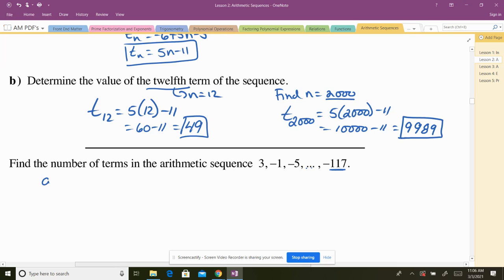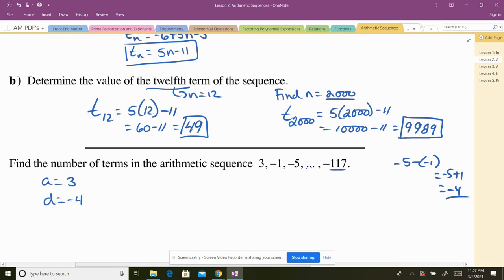First step in every question, you need to know A and D. What's A and D? A is 3, what's the difference? What am I adding to get to the next number? Negative 4. That make sense? Remember, you can always just subtract. You can go negative 5 minus negative 1, which is negative 5 plus 1, which is negative 4. Okay, so we know A and D.